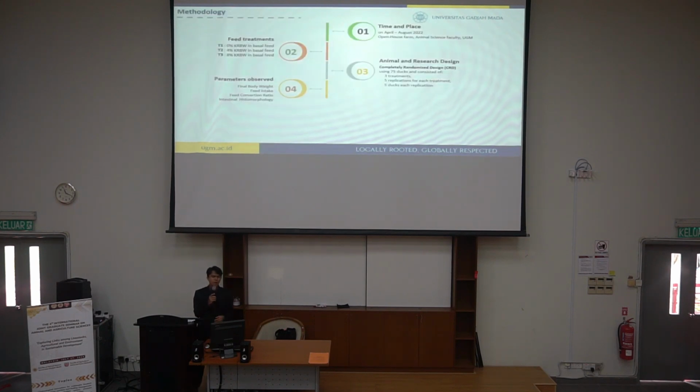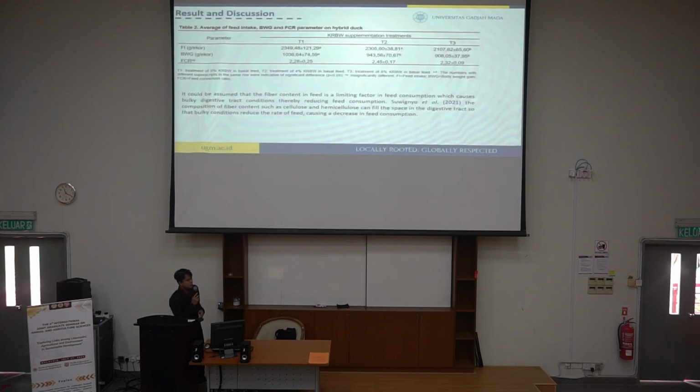So the parameter of the observation, we collect body weight gain, feed intake, FCR, and intestinal histology, especially in jejunum. Jump to the result in discussion. It could be clear that there is a significant for feed intake and body weight and non-significant on FCR. It could be assumed that the level of fiber source effect for feed intake and follow the body weight gain.